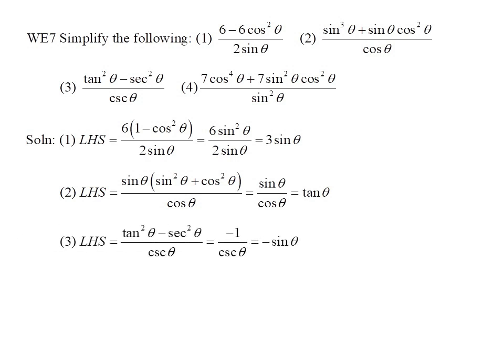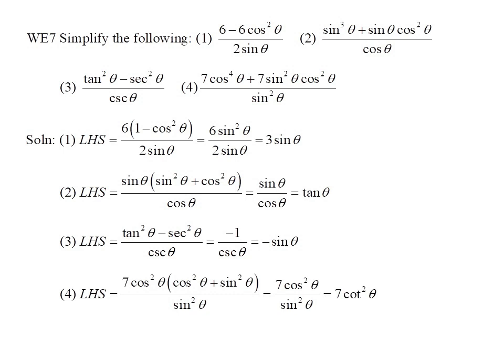As for the next expression, since tangent squared theta minus secant squared theta equals -1, the third expression equals -1 over cosecant theta, which equals negative sine theta. After taking out the common factor cosine squared theta from the numerator, the last expression equals 7 times cosine squared theta over sine squared theta, which equals 7 cotangent squared theta.